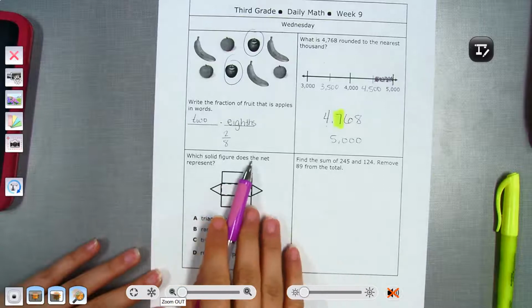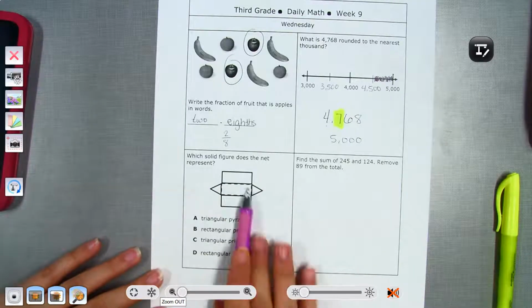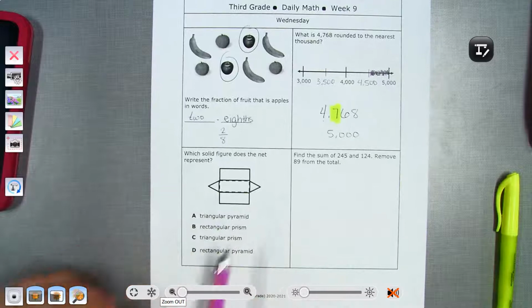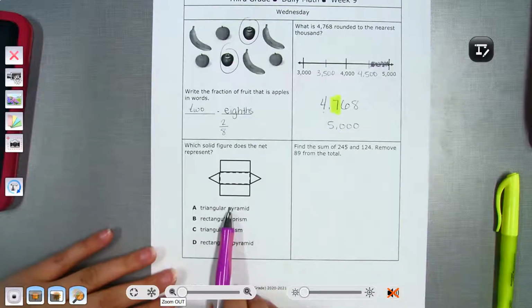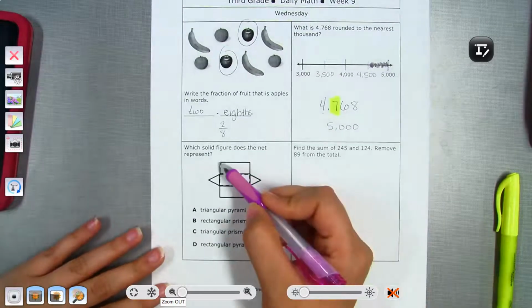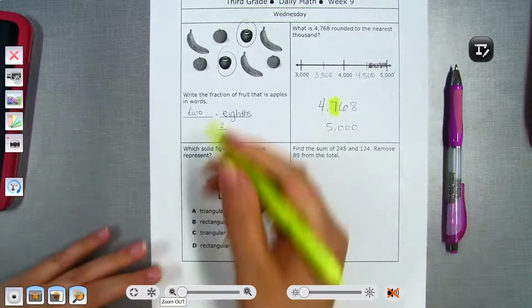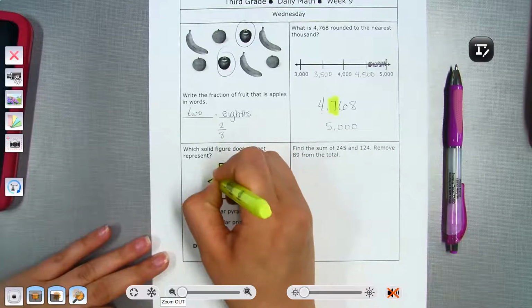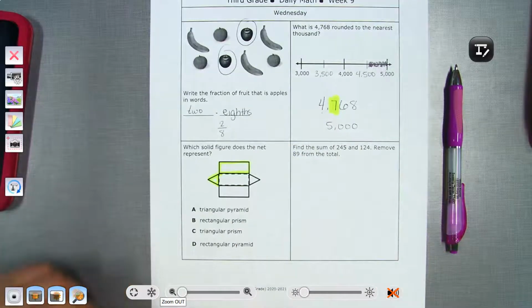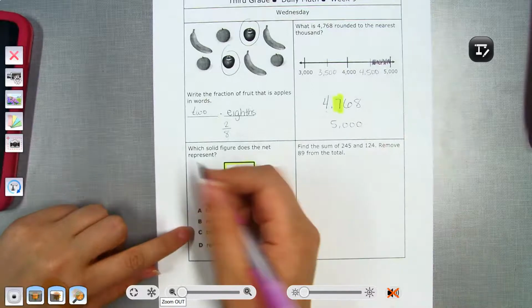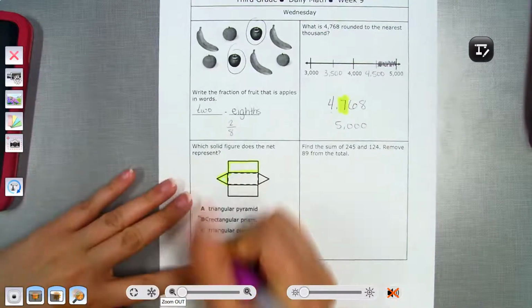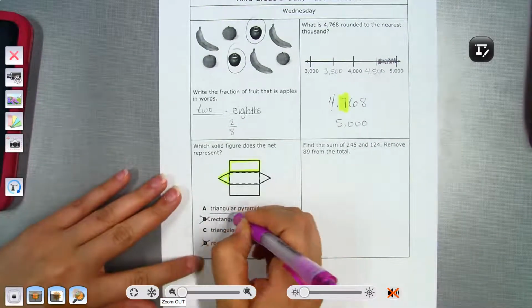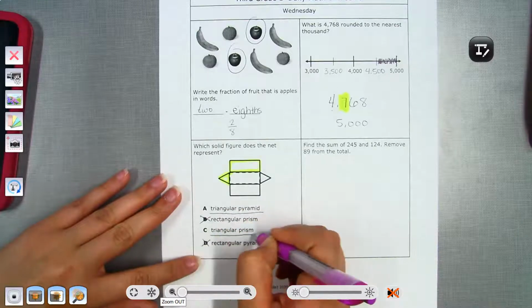Which solid figure does the net represent? So, I know we haven't done shapes yet, but just by looking at this, I know that these are rectangles. So this right here is a rectangle. And this right here is a triangle. So I know, guys, that this shape has to do with triangles. So I can mark out B and I can mark out D. So I have triangular pyramid and triangular prism.